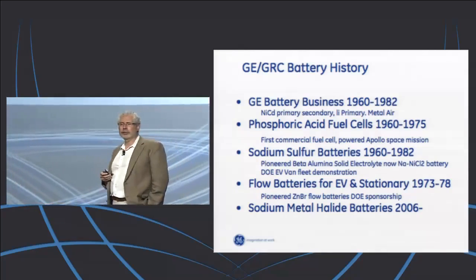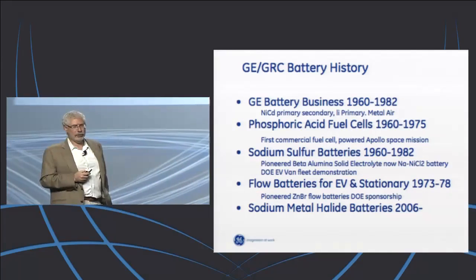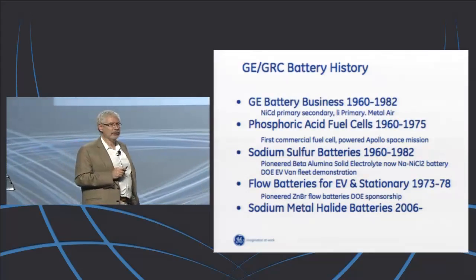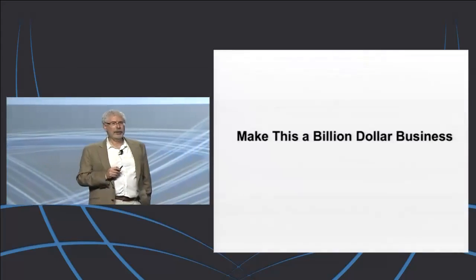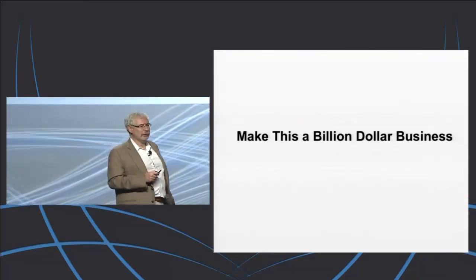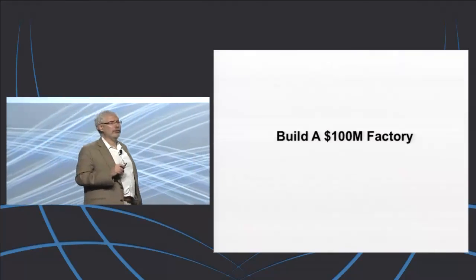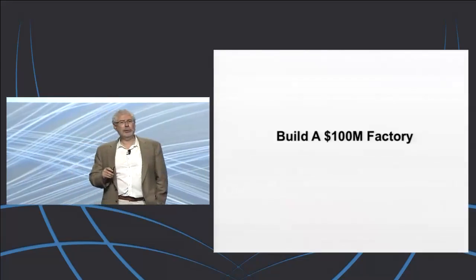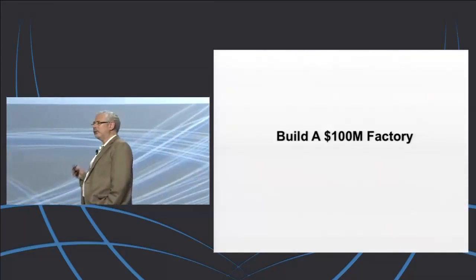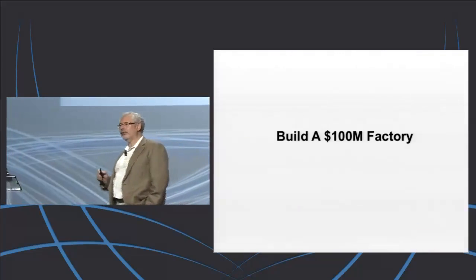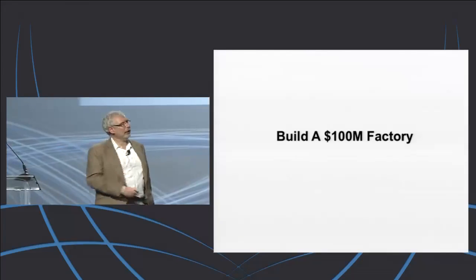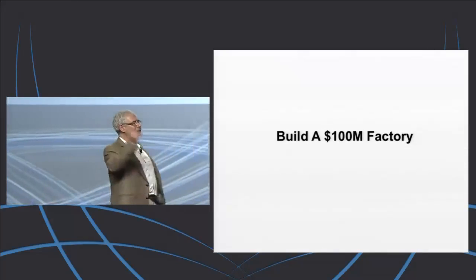As you know, they have about a 50-year history with the battery business, including now their sodium metal halide batteries from 2006 on. They had a charter from the CEO that said, we want this to be a $1 billion business. And the first step for the division general manager, Prescott Logan, as chartered by the CEO of GE, was to build a factory. In fact, not only build a factory, but build it to scale. I want you to spend $100 million building this factory. We bought this technology. It's obviously ready to go.